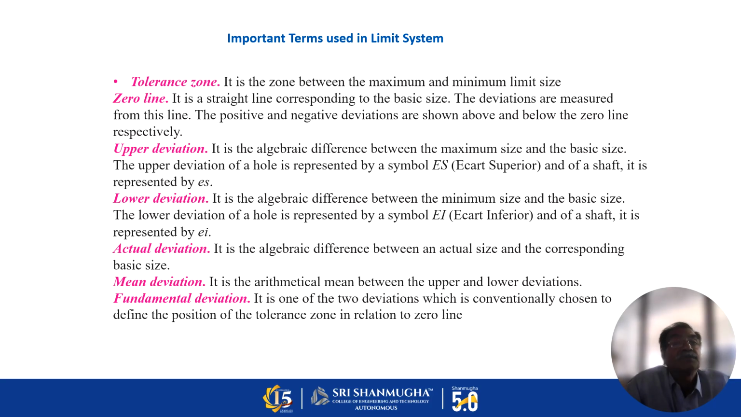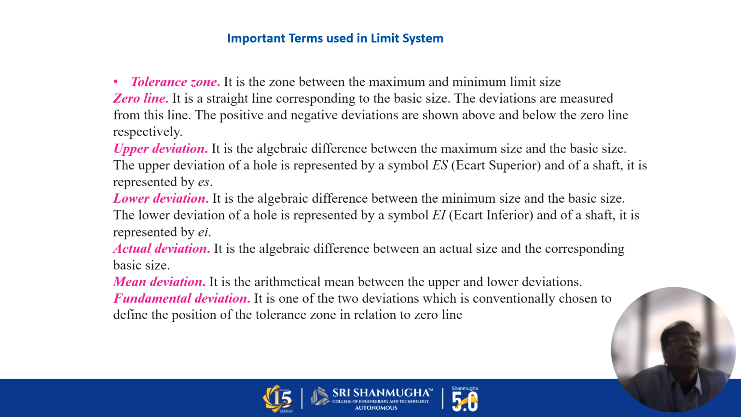Upper deviation. It is the algebraic difference between the maximum size and the basic size. The upper deviation of the hole is represented by the symbol ES, and for the shaft it is represented by small es. Lower deviation. It is the algebraic difference between the minimum size and the basic size. The lower deviation of the hole is represented by the symbol EI. Of a shaft, it is represented by small ei.